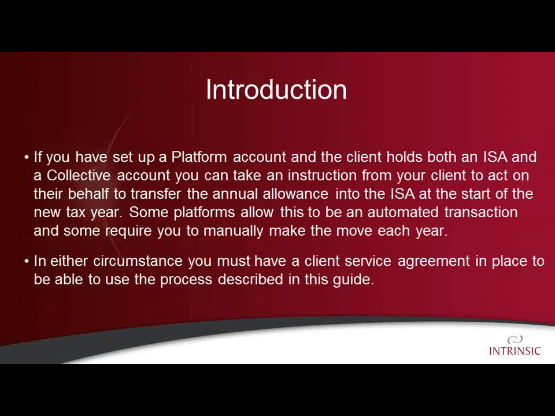Okay, so if you set up a platform account and the client holds both an ISA and a collective account, you can take an instruction from your client to act on their behalf to transfer the annual allowance into the ISA at the start of the new tax year. Some platforms allow this to be done automatically through automatic ISA wrapping, or you may need to do it manually. What we're going to cover today is the manual side of that.